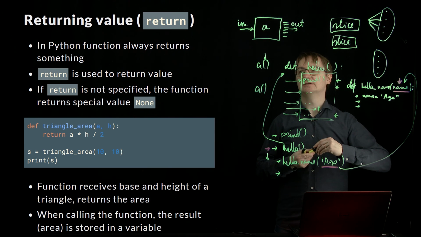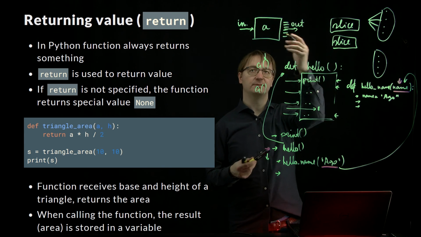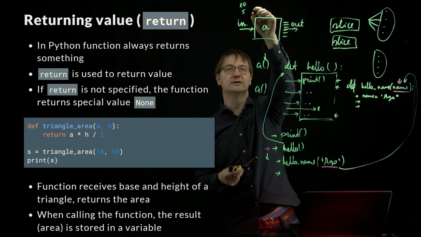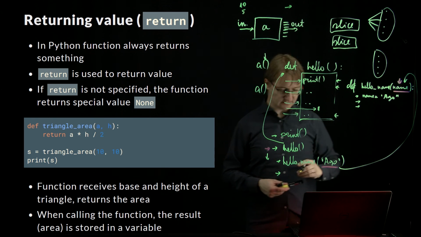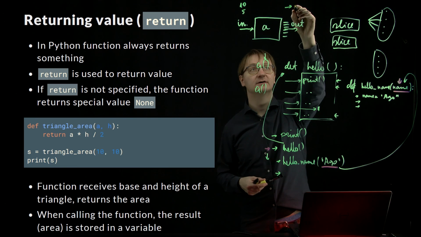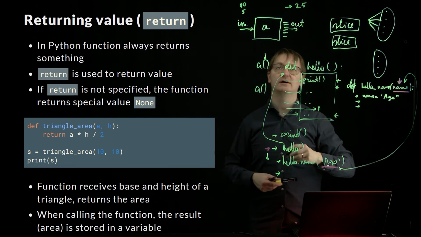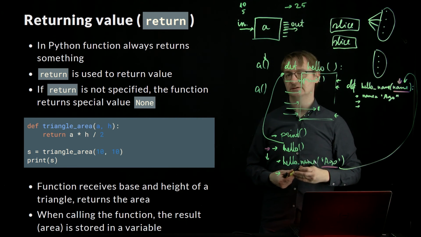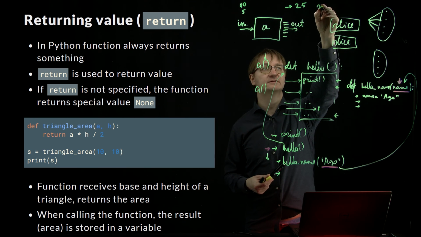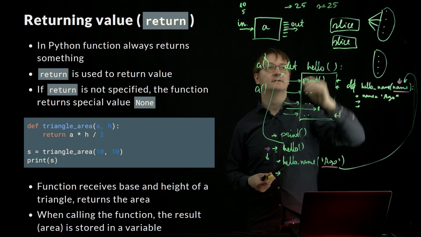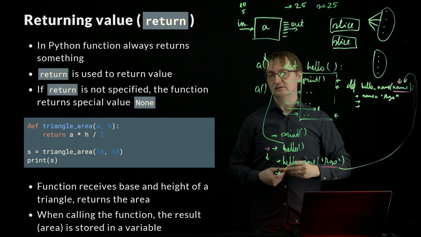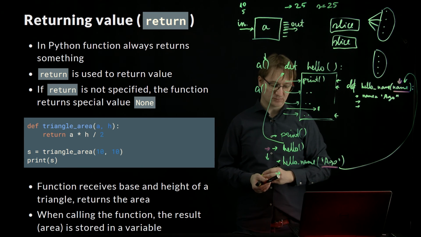Currently we pass in values, let's say 10 and 5. Those are the two values. What comes out is that we multiply those and divide by 2, so it should be 25. I get 25 out from this function. And now the variable s becomes 25. I can print out the value, or I can use it in another calculation and so on.